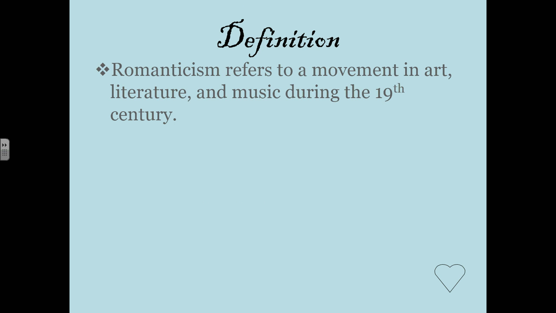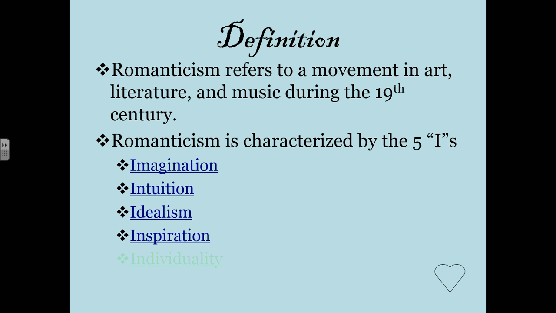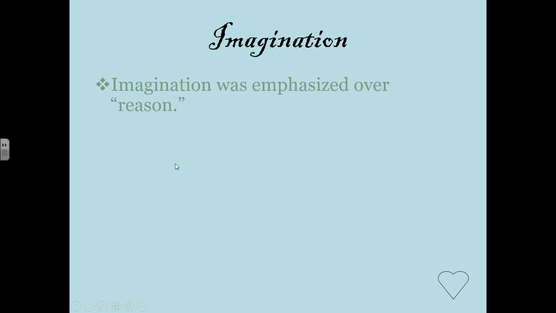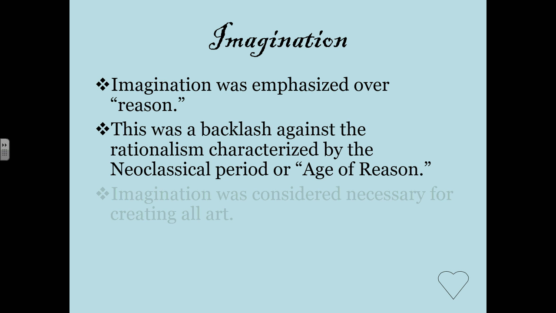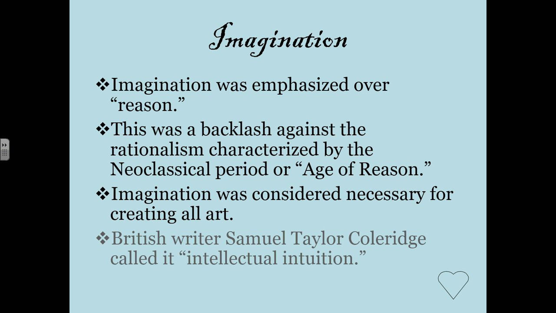The definition of Romanticism, again, is a movement in art and literature and music that focused on emotion. And it can be classified by the 5 I's. The first I is imagination. Imagination, of course, is the idea of emphasizing that over reason. Imagination is necessary for all art. And one author went so far as to claim that imagination was intellectual intuition.